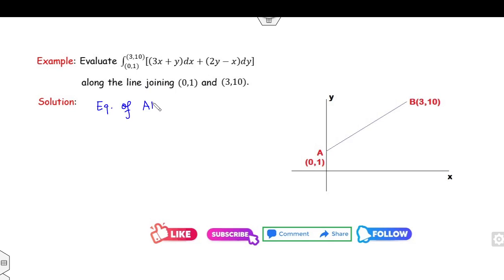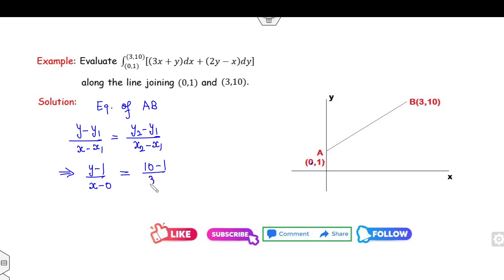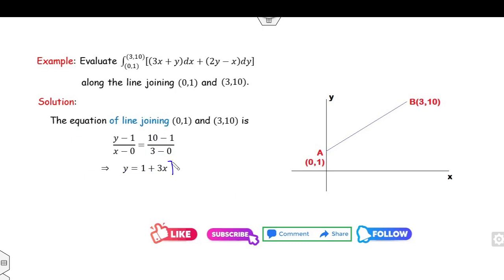How can you write the equation of AB? We all know it's y minus y1 over x minus x1, which is equal to the slope. Slope is y2 minus y1 over x2 minus x1. So this is my x1 and y1. So y minus 1 over x minus 0 is 10 minus 1 over 3 minus 0. So this equation is y minus 1 over x equals 10 minus 1, 9 over 3, which is 3. So the equation becomes y is equal to 3x plus 1. Fine. So now your equation is y is equal to 3x plus 1.